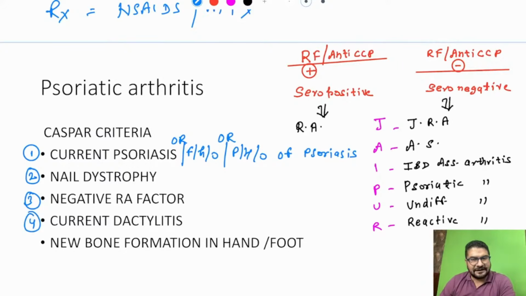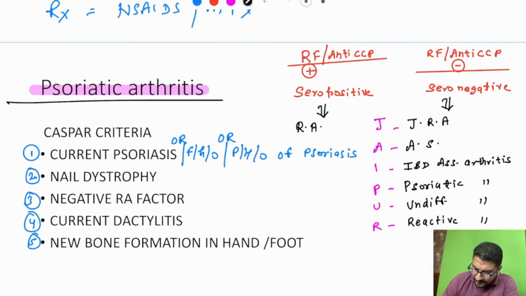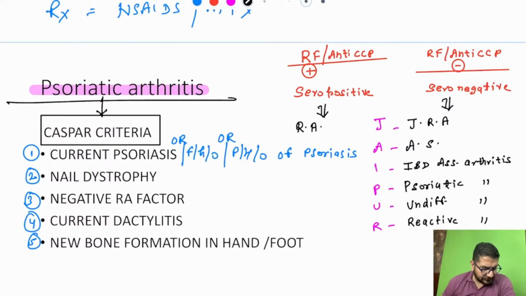He is having dactylitis. Dactylitis means inflammation of digits, inflammation of fingers. And you can see new bone formation. So ये 5 feature जो मैंने आपके सामने रखे, these 5 symptoms which I have written in front of you, these 5 symptoms, what we call them? We call them Casper criteria. So Casper criteria is used to diagnose psoriatic arthritis.